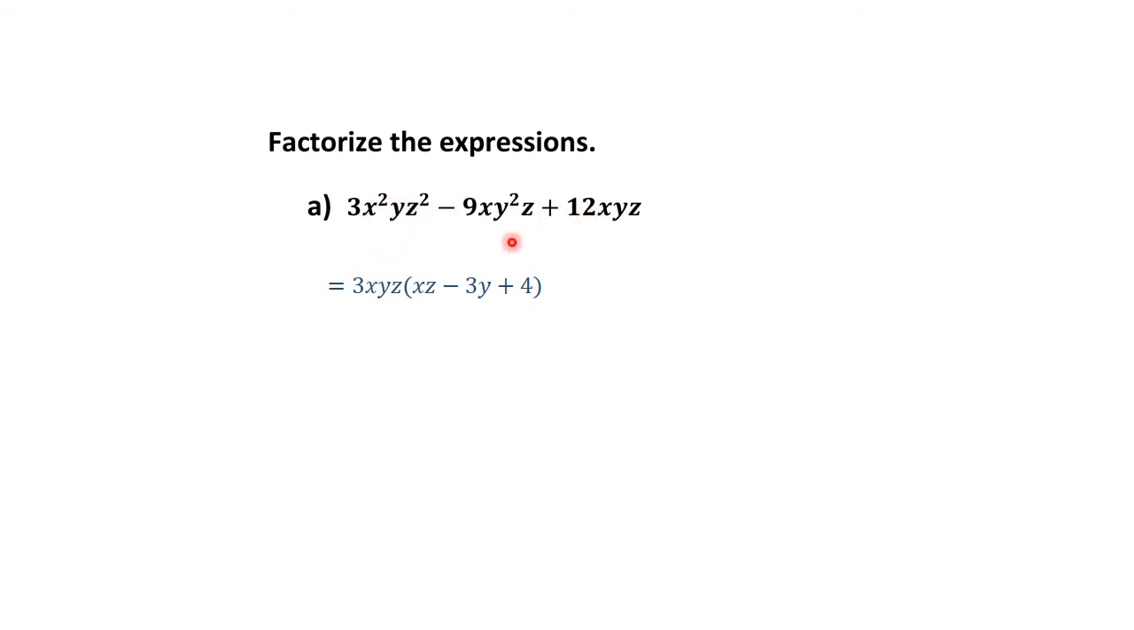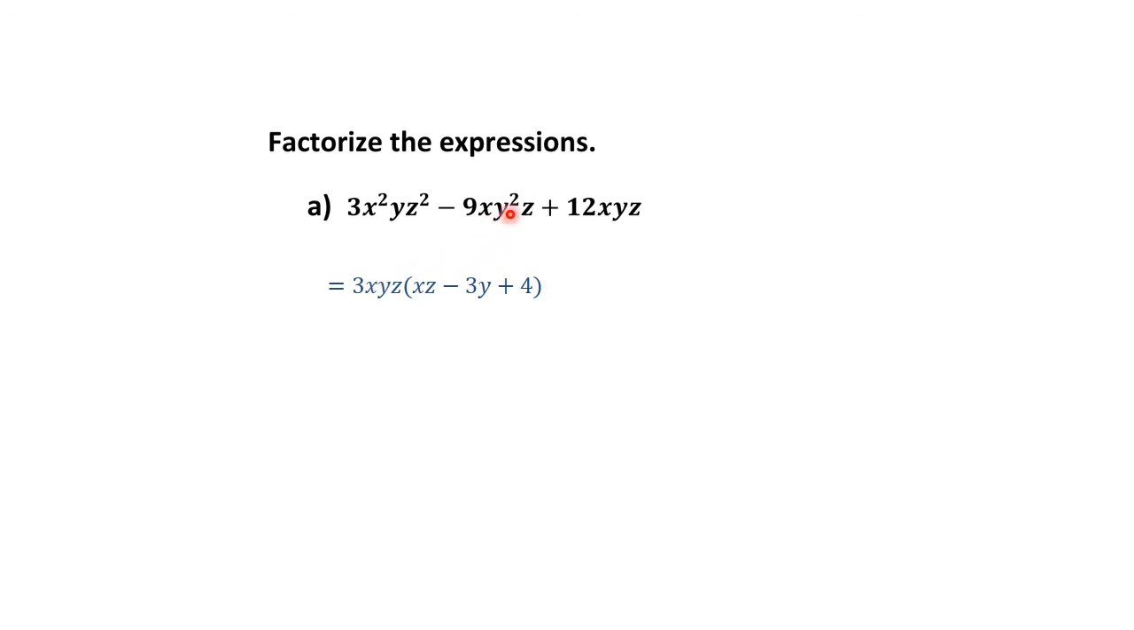Y is common. Take the lowest power which is 1. Z is common. Take the lowest power which is 1. So 3xyz is common. Take it out. What is left inside the brackets? We have xz minus 9 divided by 3, 3.